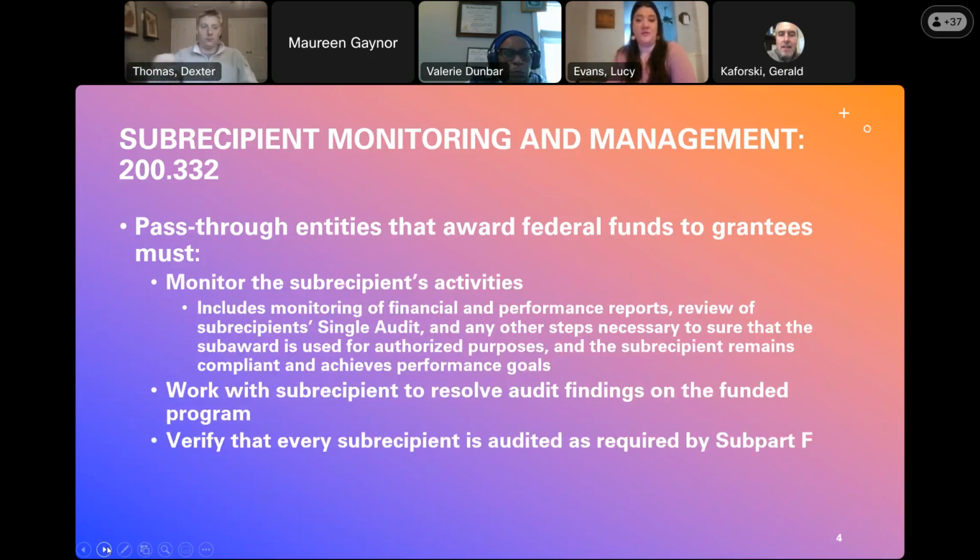Pass-through entities that award federal funds to grantees must monitor the subrecipient's activities. This includes monitoring of financial and performance reports, review of the subrecipient's single audit, and any other steps necessary to ensure that the subaward is used for authorized purposes and the subrecipient remains compliant and achieves their performance goals. Work with subrecipients to resolve audit findings on the funded program, and verify that every subrecipient is audited as required by Subpart F.